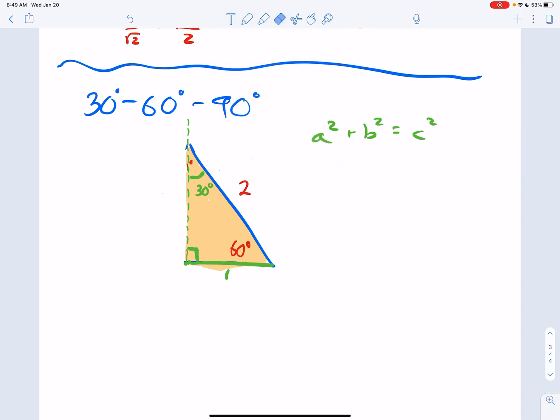Okay, so here you know you're given the hypotenuse because it's opposite of the 90 here. So that's your c. And you're missing either your a or your b. It doesn't matter which one's which. So a squared plus 1 squared equals 2 squared, okay? Now, if I were to solve for this real quick, I would get a squared plus 1 equals 4. And before I can square root, I'm going to have to move over that 1 by subtracting 1.